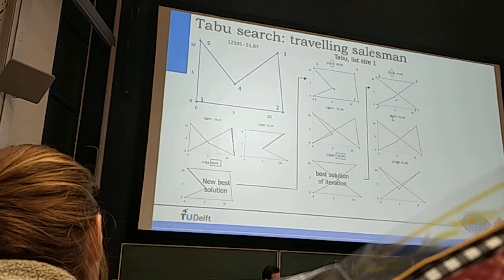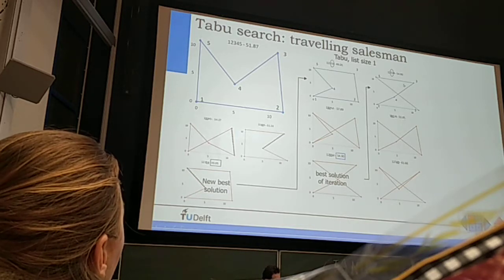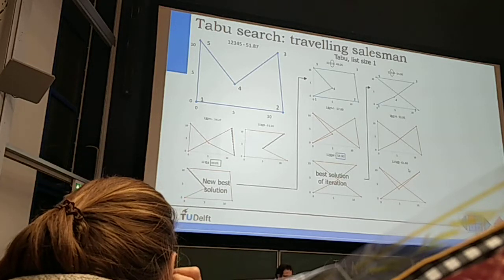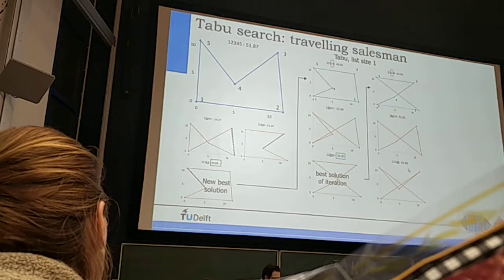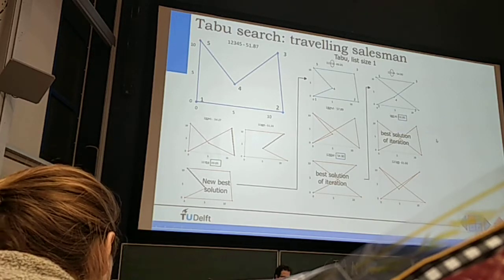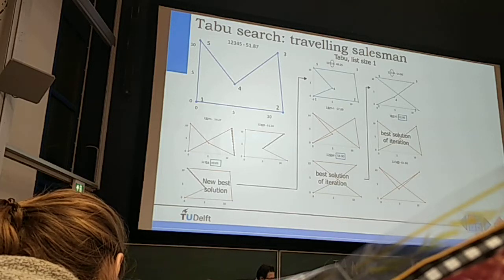Well, if we shift 5 and 2, then we'll end up with 53.95, so that's already better. And if we shift 4 and 3, then we'll end up with 61.66. So in this case, this is actually the best solution of the iteration, which is better than our current solution. So we'll continue with that one.